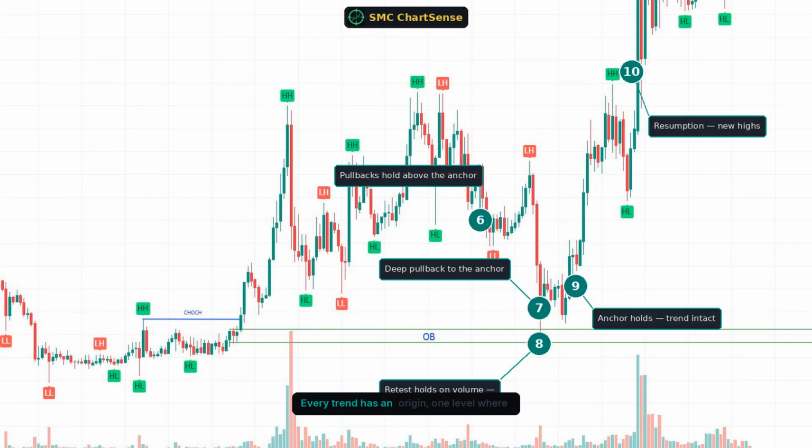Every trend has an origin, one level where it was born. Today we read a complete uptrend defined by that single level, a bullish order block that forms at the change of character and becomes the trend's anchor. As long as it holds, the move stays alive. We follow it from birth, through a long markup, to one deep retest that tests everything.